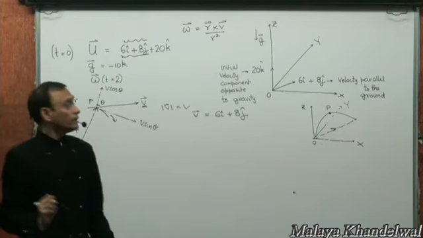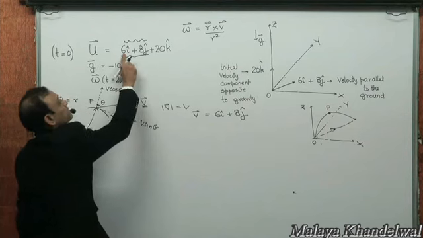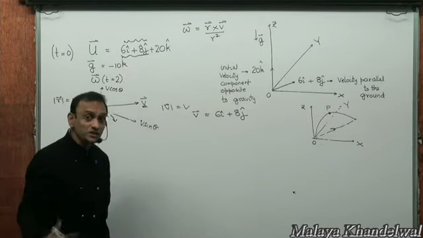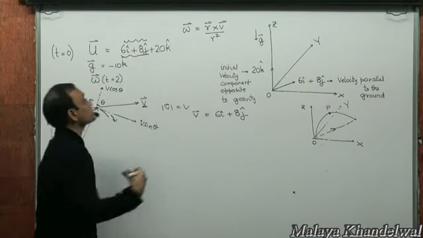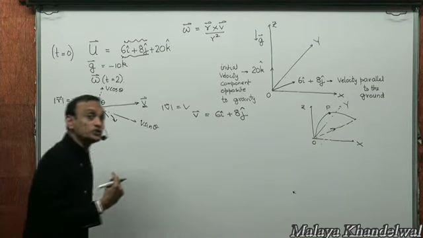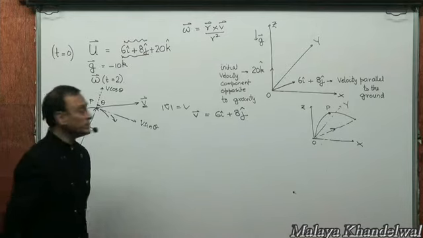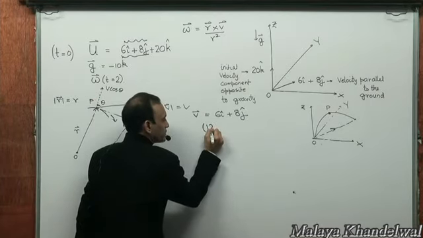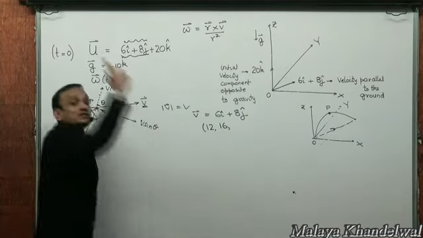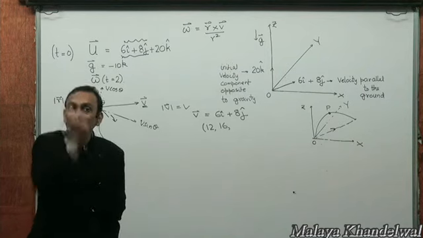What's going to be the x and y coordinates of the particle? Well, in 2 seconds, the displacement in the x direction would have been 12 meters, and in the y direction 16 meters, because the velocity in the x and y directions will remain 6 meters per second and 8 meters per second. So the x coordinate 2 seconds later is 12, the y coordinate is 16, and the z coordinate would be the maximum height reached by the particle.